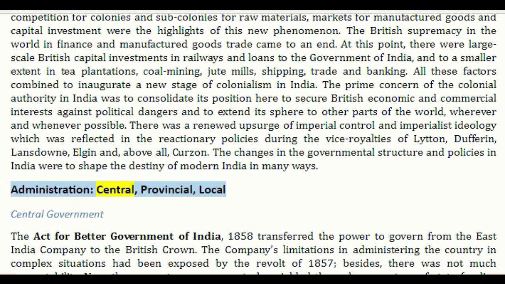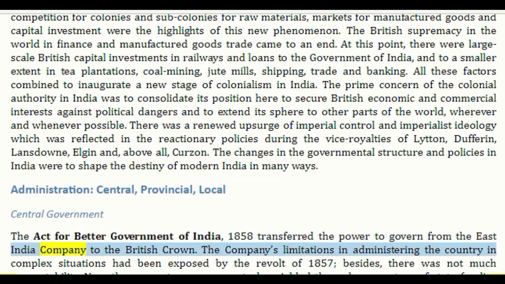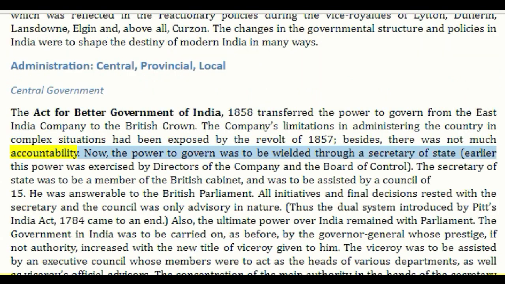Administration: central, provincial, local. Central government. The Act for Better Government of India, 1858 transferred the power to govern from the East India Company to the British Crown. The company's limitations in administering the country in complex situations had been exposed by the revolt of 1857. Besides, there was not much accountability.